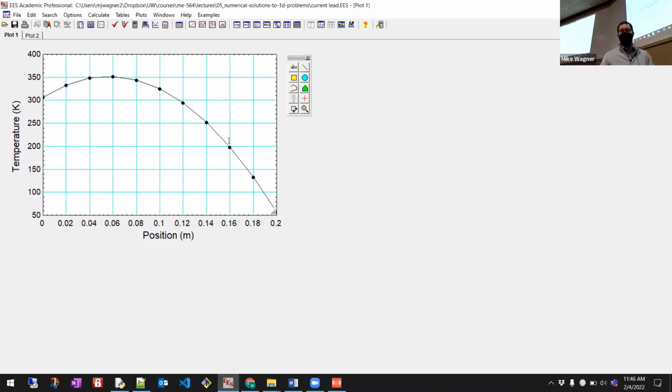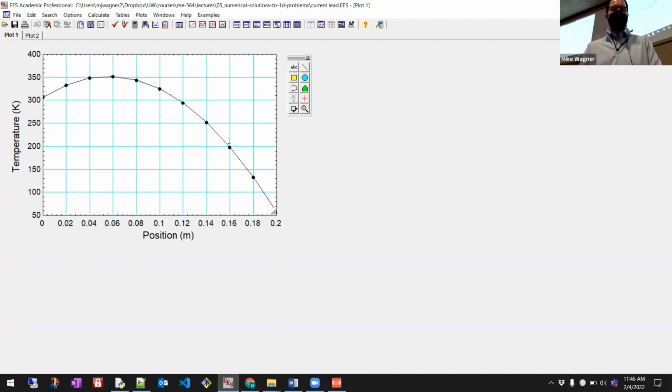We can do some interesting things with this, not just plotting the temperature. Let's say we wanted to use this program to figure out the optimal diameter. As you make the diameter bigger, you have less energy generation because the current density is lower, but you have more material to conduct. So there's a trade-off, and there's actually an optimal diameter for this problem.